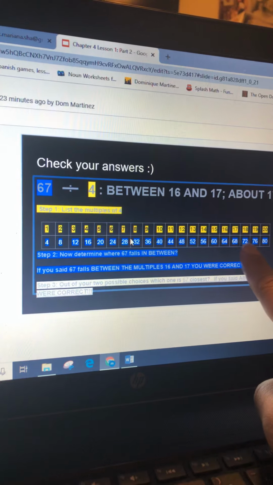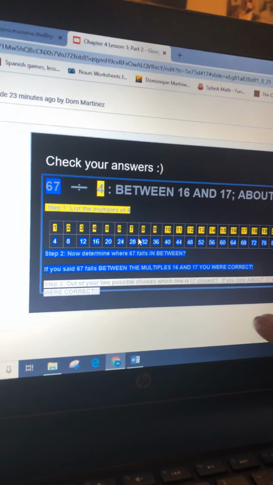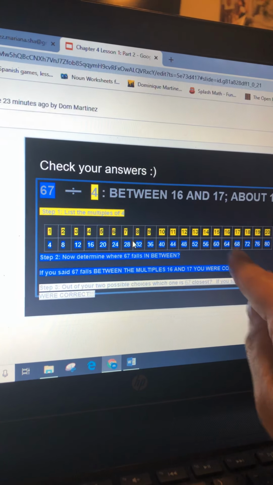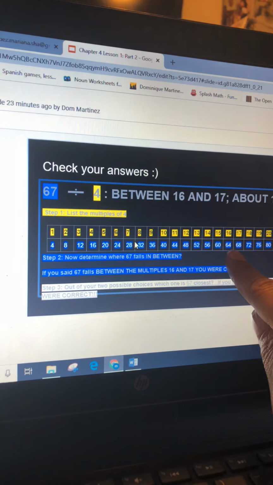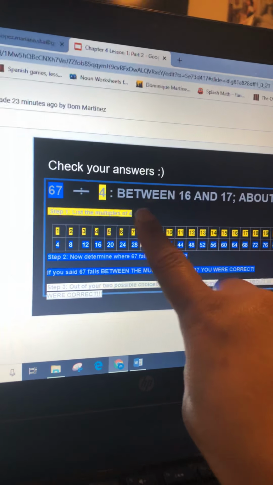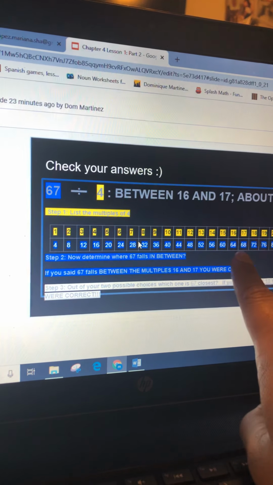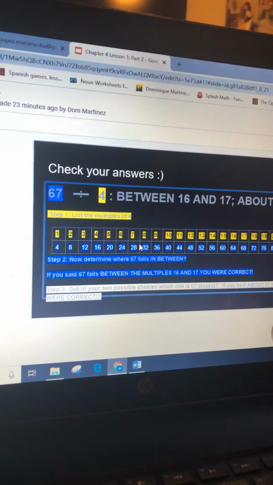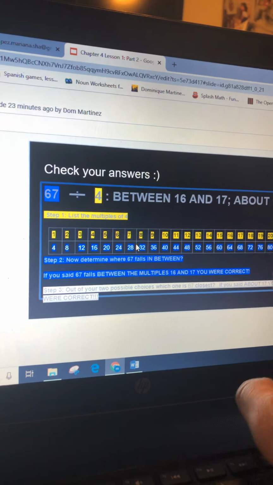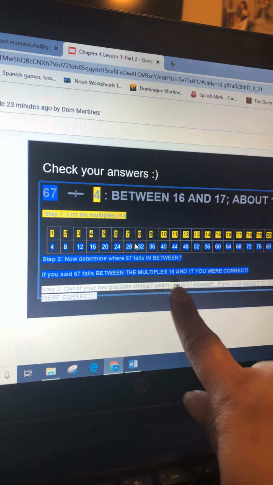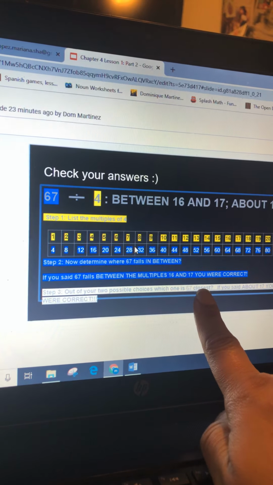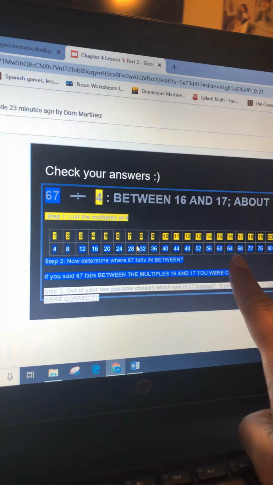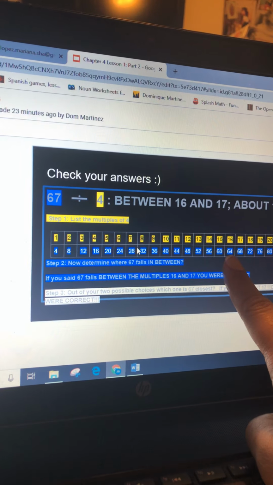As we go up, we're trying to look for which 2 numbers 67 falls in between. It falls in between 64 and 68. So between the multiples 64 and 68, it's 16 and 17. At this point, out of the 2 possible choices, which one is 67 closest to? It's closest to 17, right? It's closer to that multiple than it is to the 16 multiple.